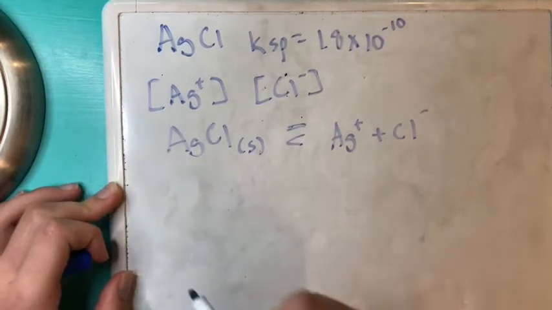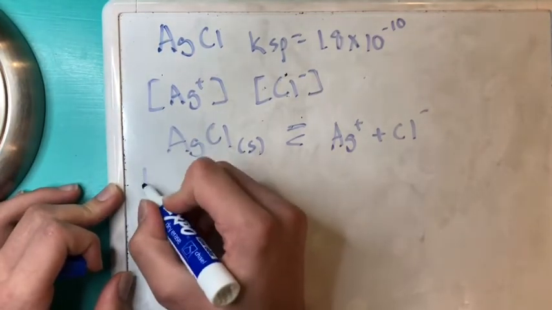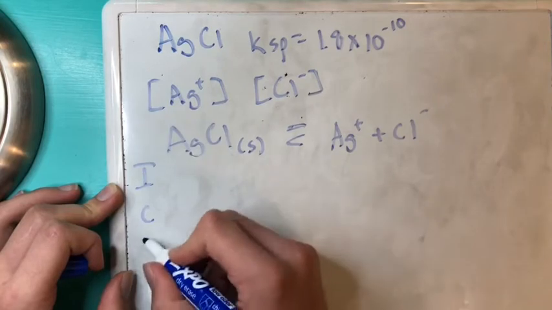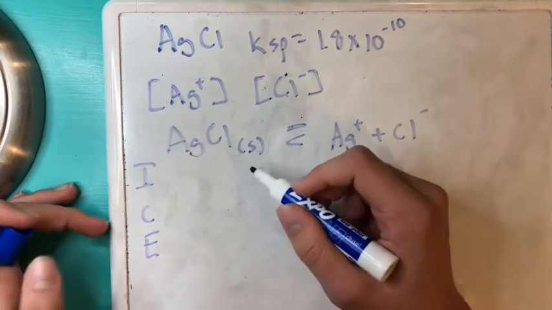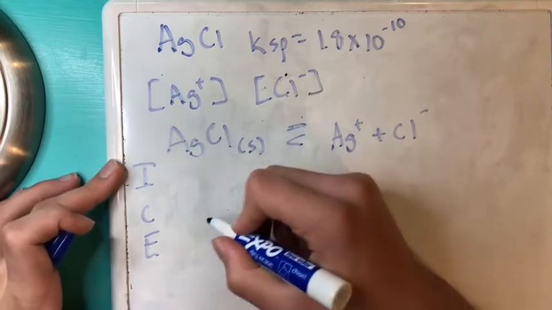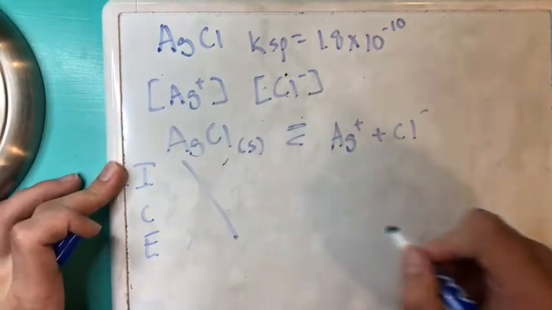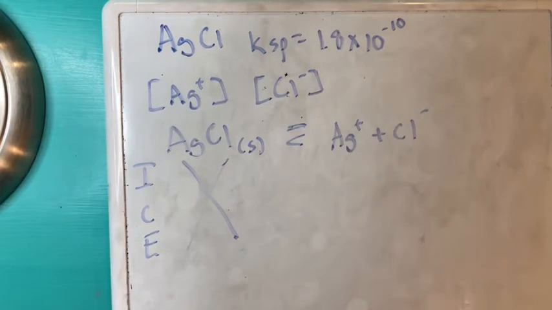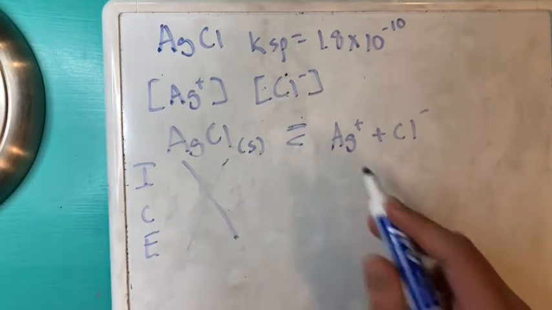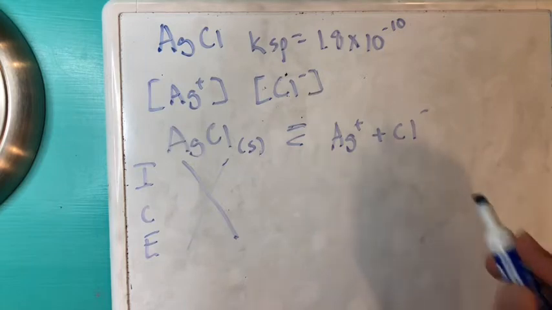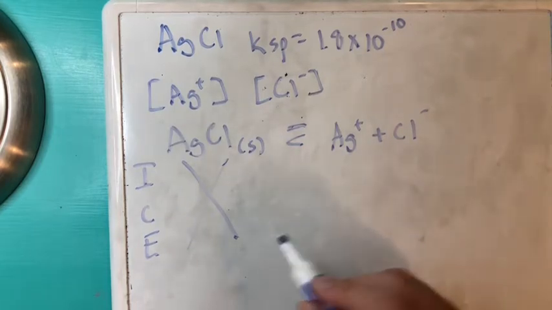From here, we should set up an ICE table. So we go I, C, E. And because solids aren't included in equilibria, we can just put an X here. So first, for initial, what are the concentrations of Ag+ and Cl- initially? Well, in this case, they're both 0.